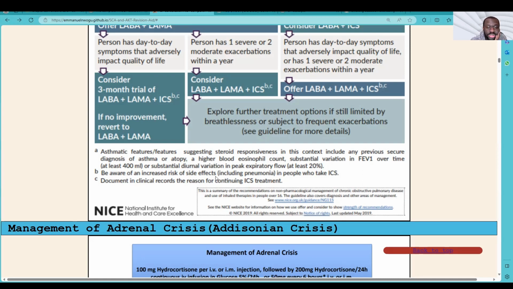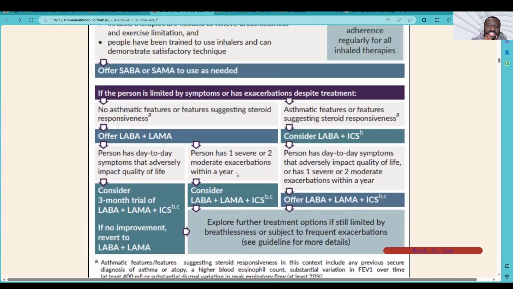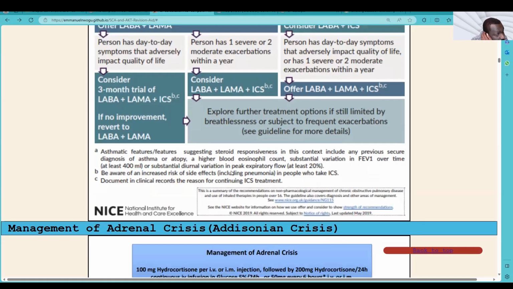Be aware of an increased risk of side effects, including pneumonia, in people who take inhaled corticosteroids. So you need to inform the patient that if the patient is on inhaled corticosteroids, there is an increased risk of pneumonia, obviously, because steroids can lower the immune system, immunity. Document in clinical records the reason for continuing inhaled corticosteroid treatment. In COPD, usually LABA-LAMA is preferred. Inhaled corticosteroid needs to be added only if there is a clearly documented reason.